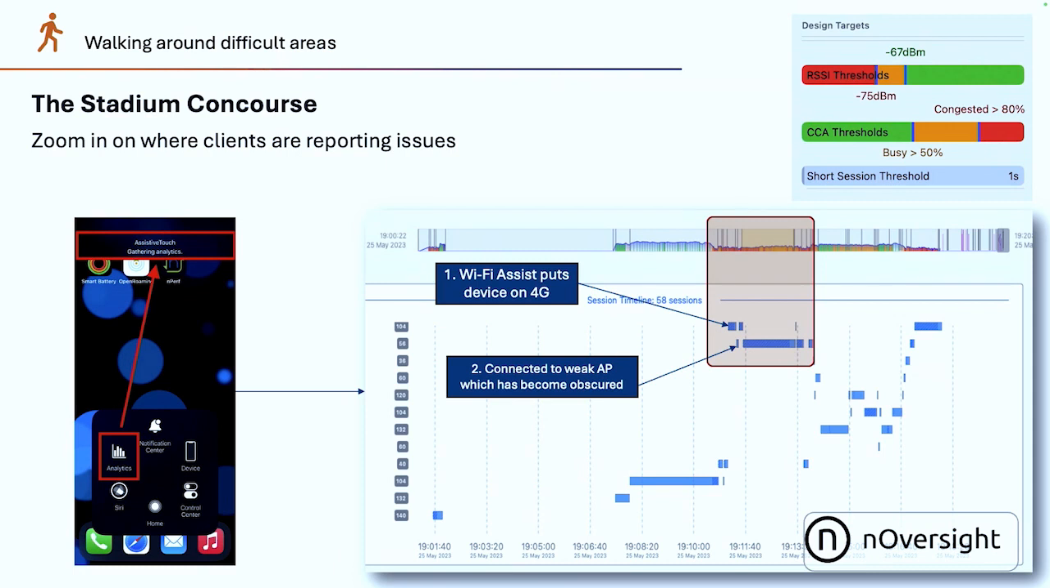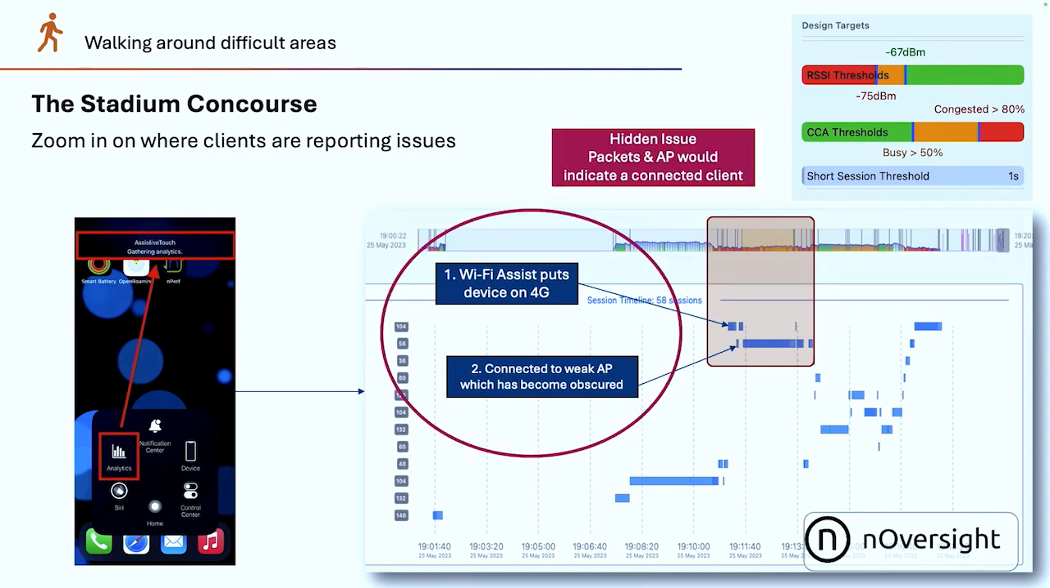And that could have been an employee of the club. Nobody needed to know what they were doing. They were just being part of the crowd. Okay, so that was hidden. Packets and AP logs and all those sort of things wouldn't have told us about Wi-Fi Assist.